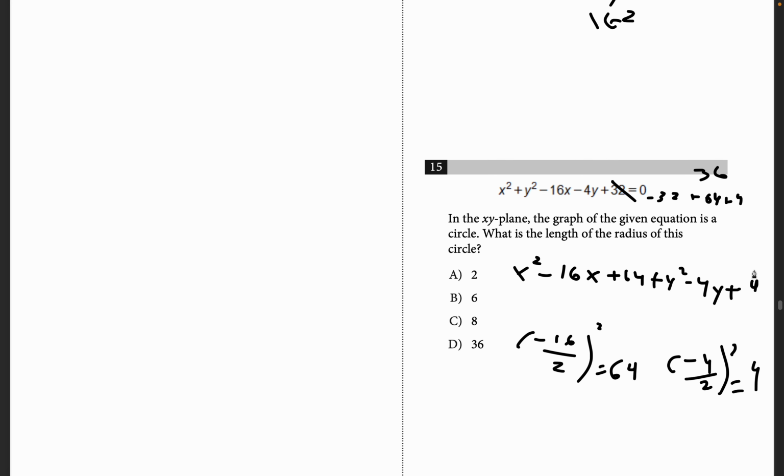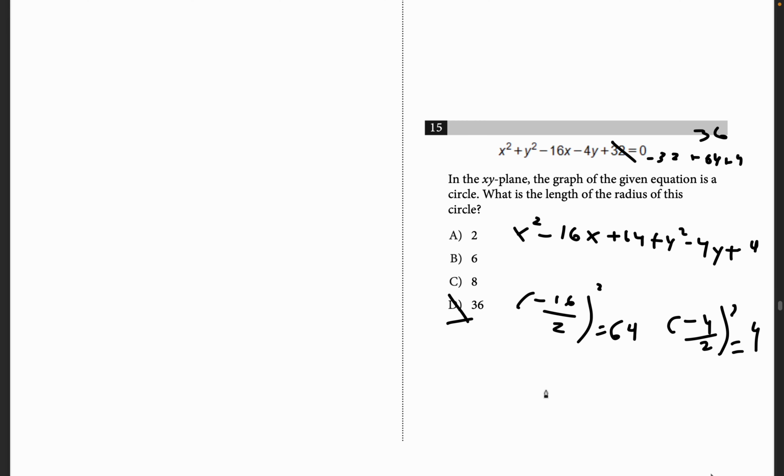So this is 36. And I bet you have that as an answer. That's incorrect. I'll tell you why. In case you want to find the center of the circle, it would be x minus 8 squared plus y minus 2 squared equals radius squared, which is 36.